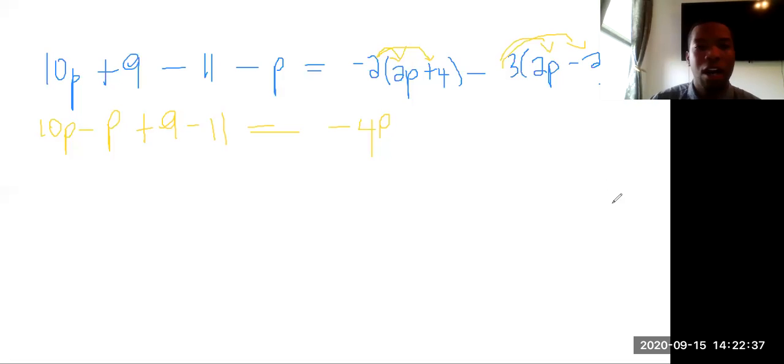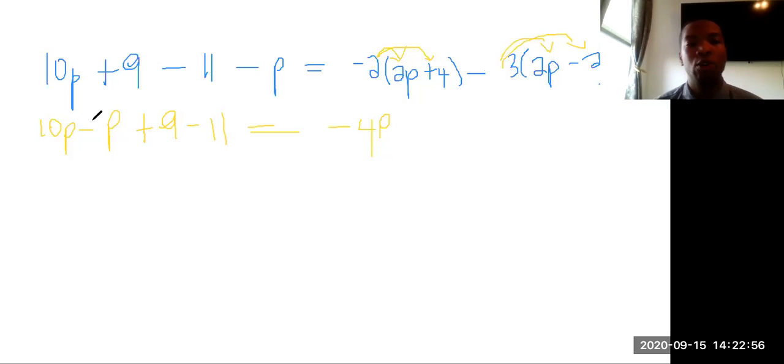All right, we're going to solve this problem. 10p plus 9 minus 11 minus p equals negative 2 times 2p plus 4 minus 3 times 2p minus 2. A question like this would be considered a multiple step equation. And in this case, we're trying to solve for p.